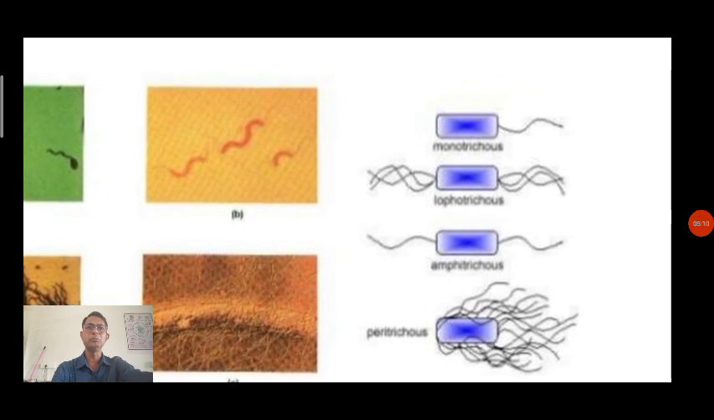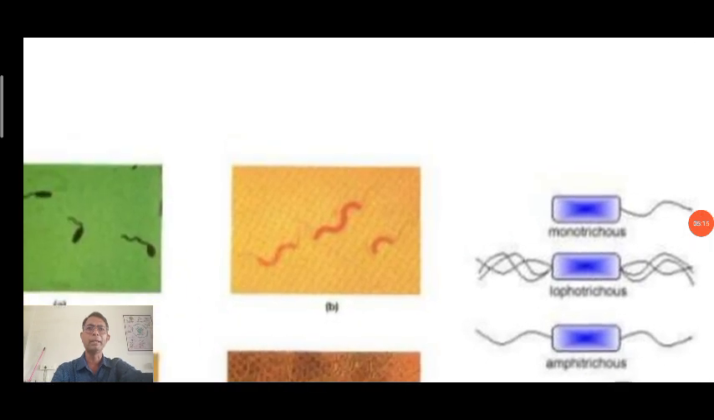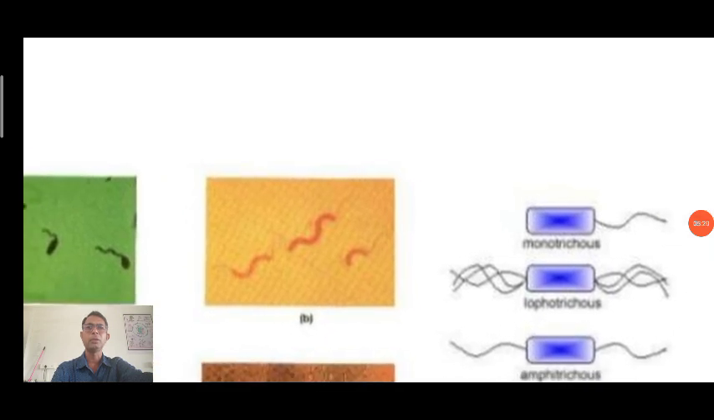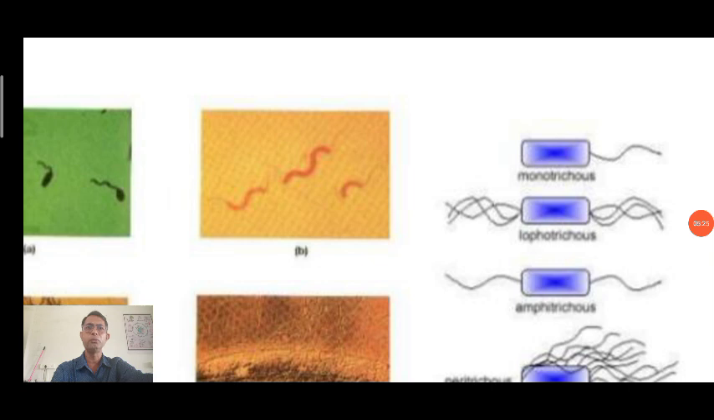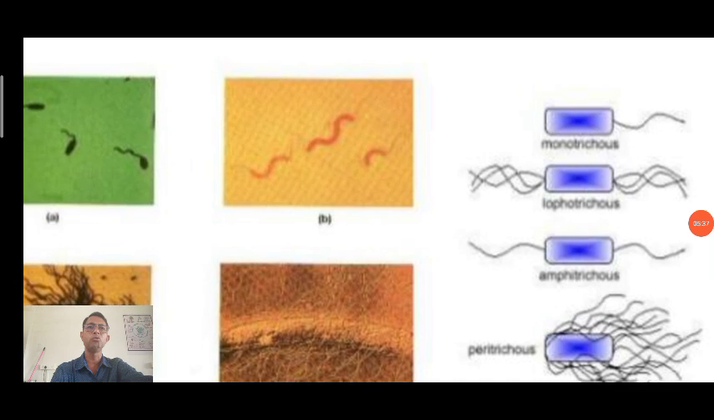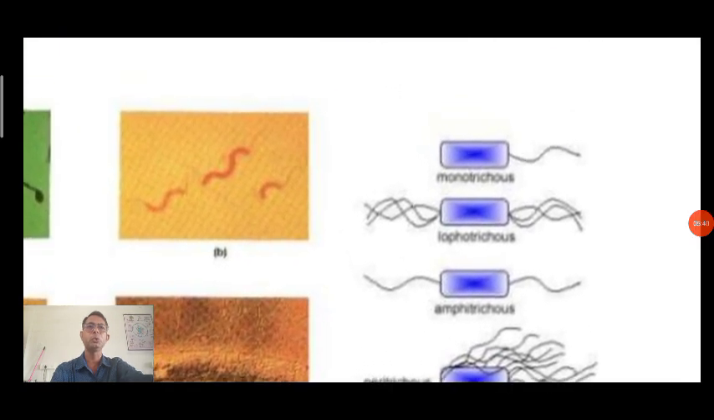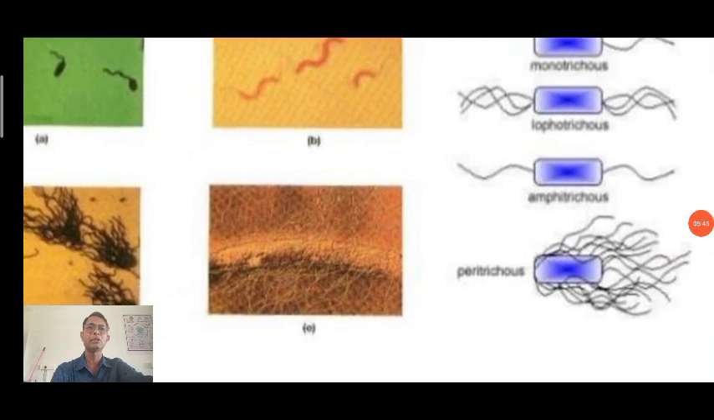Now in some bacteria, you can see that both sides of the bacterial cell show the presence of flagella. For example, here on both sides you can observe flagella as very thin structures. Flagella are present on both sides, and that is known as lophotrichous. Bacteria will move from one place to another by the use of this lophotrichous type of structure.